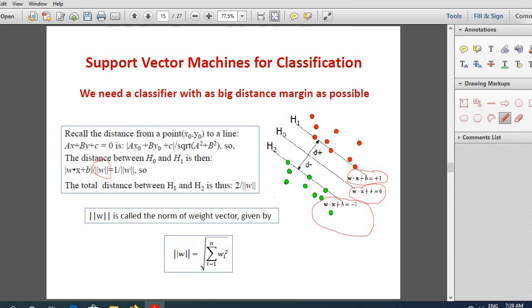lines or planes. So this distance between H0 and H1 here is 1 by norm of W, and this is again 1 by norm of W. So the total is 2 by norm of W. So here actually you are assigning the value of -1 and +1 to the additional hyperplanes or the decision surfaces.